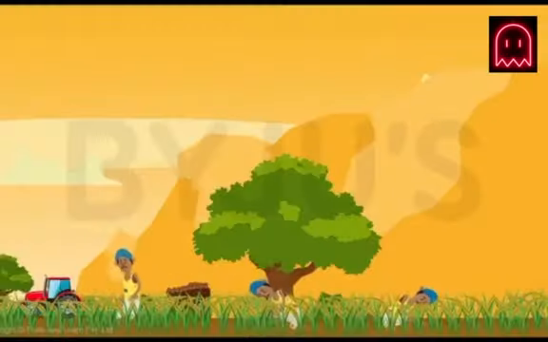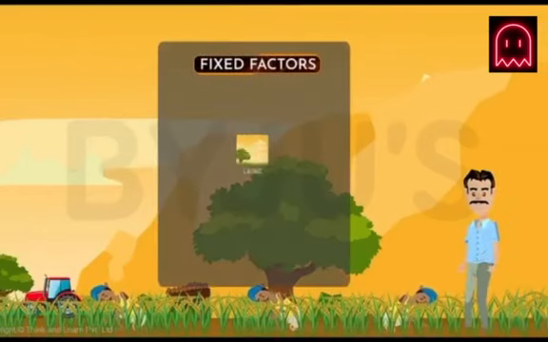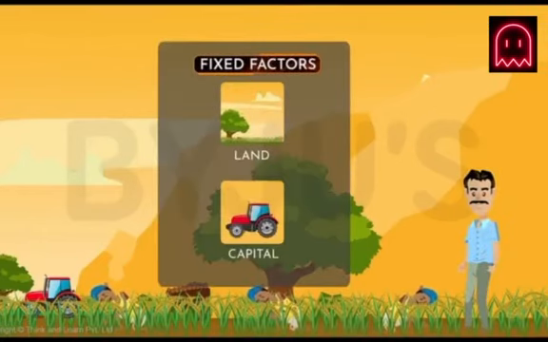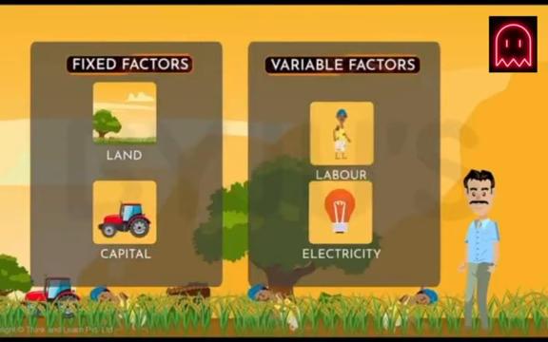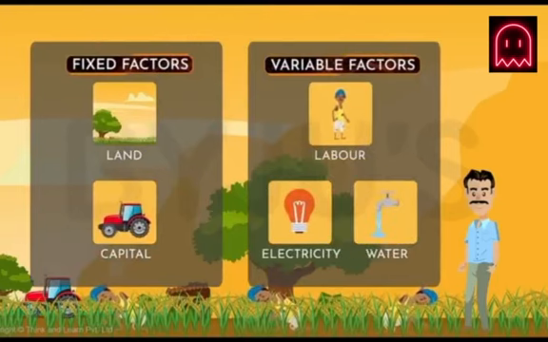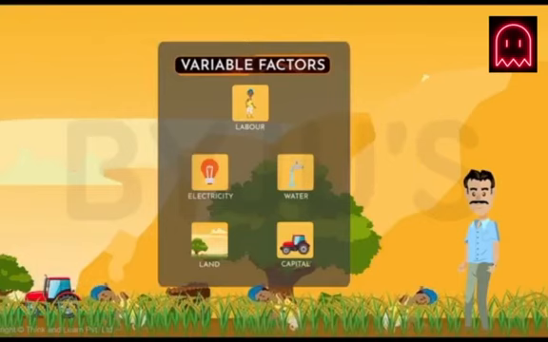For Chandra, fixed factors are land and capital, like the number of tractors he has. Variable factors are labor and some of the resources like electricity, water, etc. In the short run of 6 months to 1 year, he can't change the fixed factors. But over a couple of years or so, he can take loans, buy new tractors, etc. and even buy new land in case there's a lot of demand for wheat and he wants to increase production.